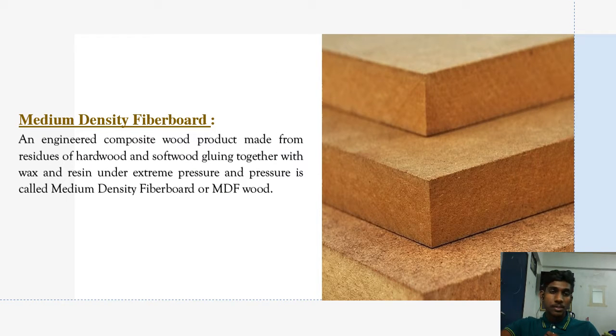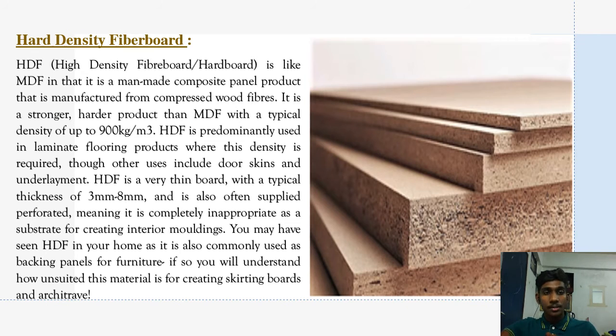Next, medium density fiberboard, an engineered composite wood product made from residues of hardwood and softwood, glued together with wax and resin under extreme pressure. It is called medium density fiberboard or MDF wood. And the last one is high density fiberboard.